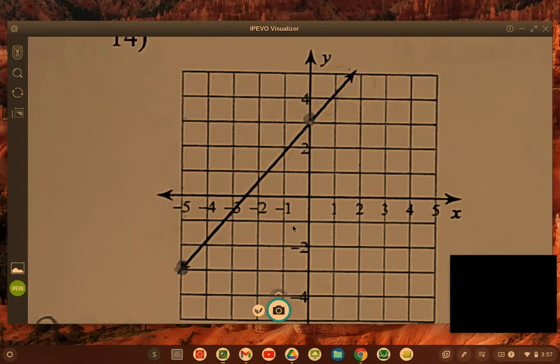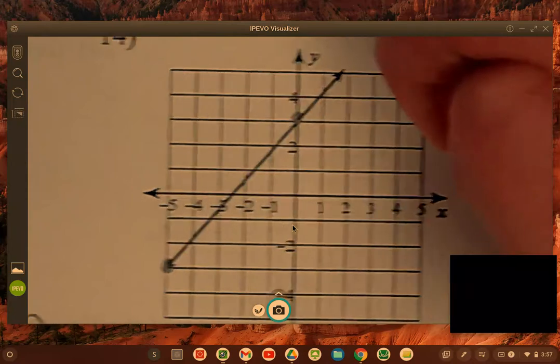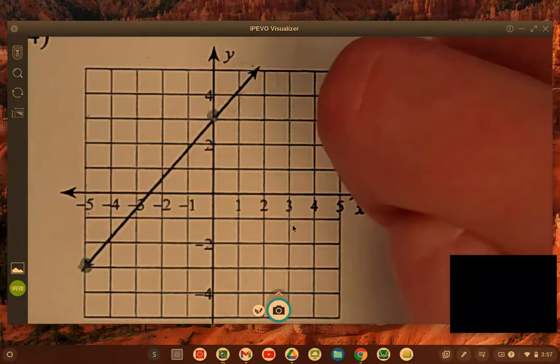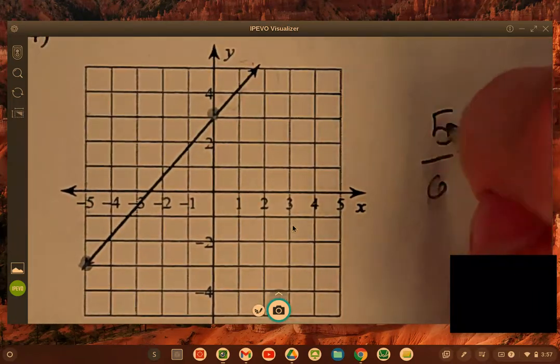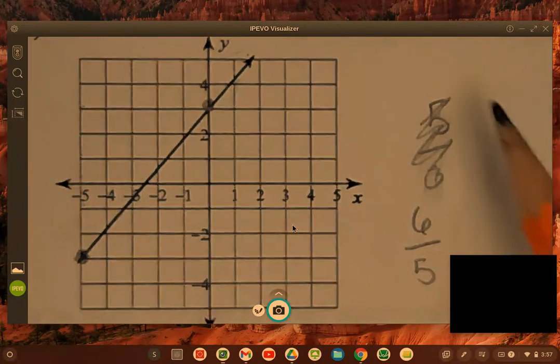So rise 6 and run 1, 2, 3, 4, 5. So it's positive. It is positive. Oh, not nice, 5 negative over 6. No, that doesn't work with your finger. You have magic fingers? Okay.